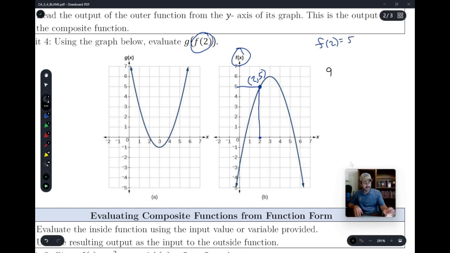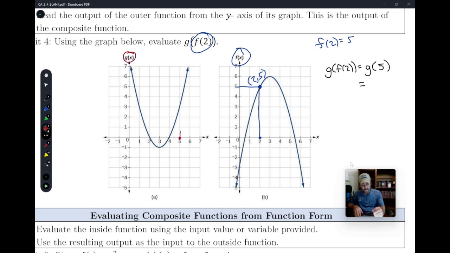And thus, g of f of 2 is the same thing as g of 5, which is going to be, hop over to your g graph, go to 5, go up, and you'll end up with 3. So g of f of 2, same thing as g of 5, which yields 3 as an output. I got a lot of 3s today.